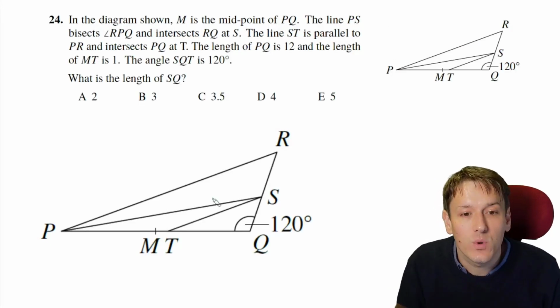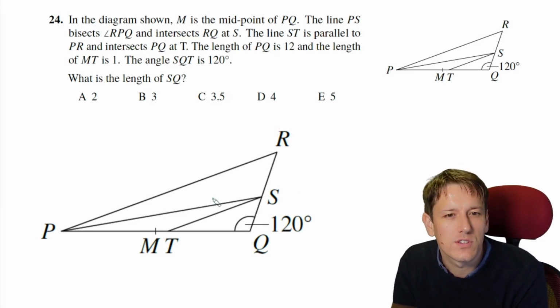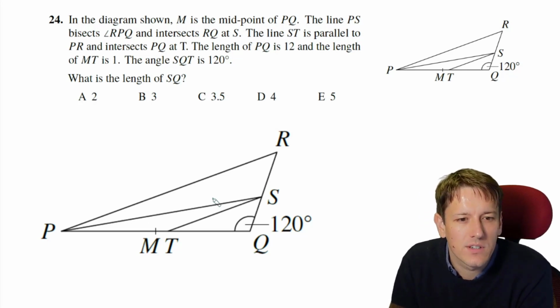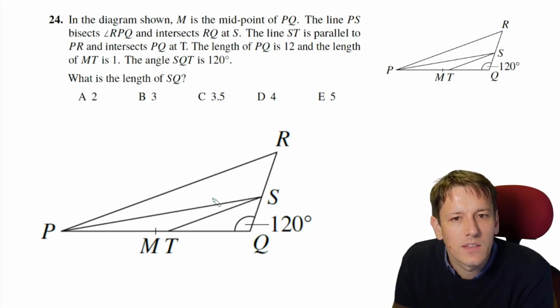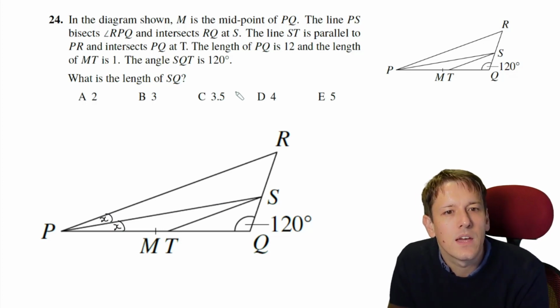296. So for this question, I've just made a bigger copy of the diagram here, and we will just go through the question and annotate it slightly. So in the diagram, M is the midpoint of PQ, okay? The line PS bisects angle RPQ, so actually I'm just going to label this one X, and then this one will be X as well, and that's bisecting it.